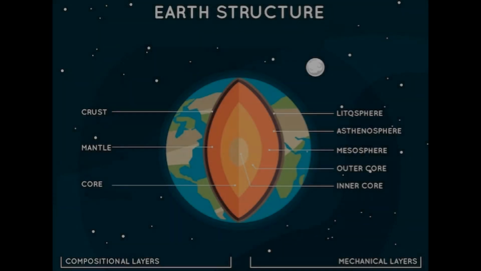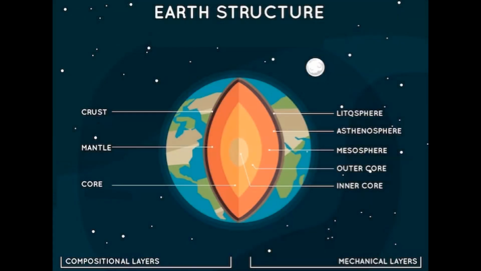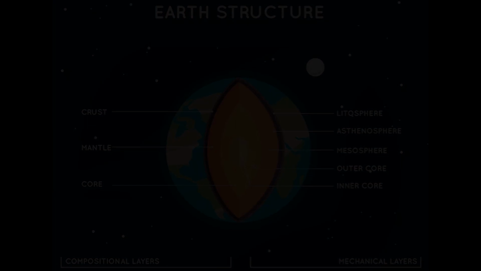Earth's structure is made up of two types of layers. Compositional layers made up of 3 layers: crust, mantle, and core. And mechanical layers made up of 5 layers: lithosphere, asthenosphere, known as upper mantle, mesosphere, known as lower mantle. Then we have outer core and inner core.